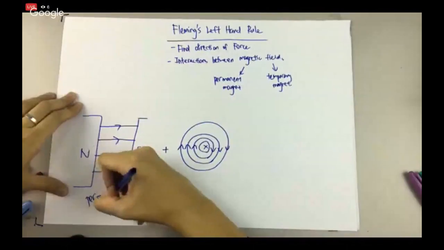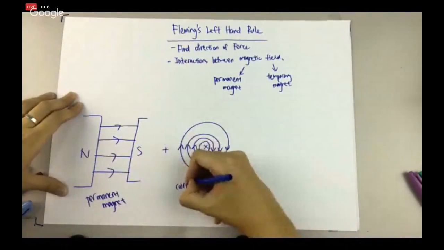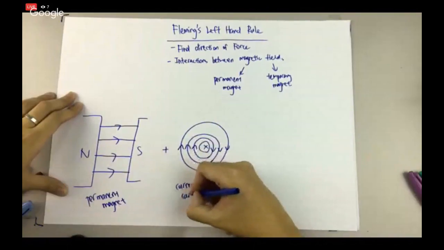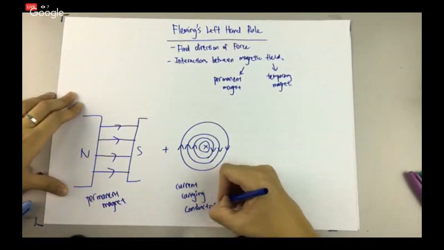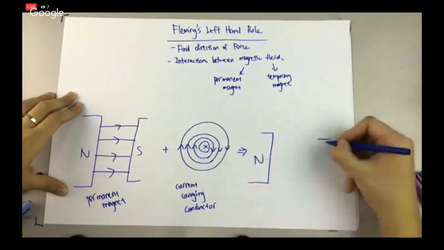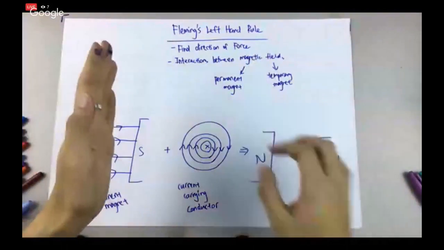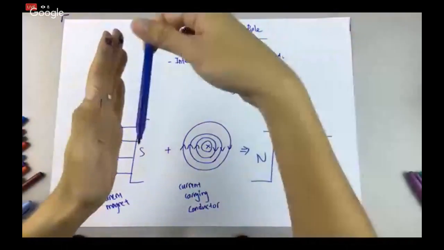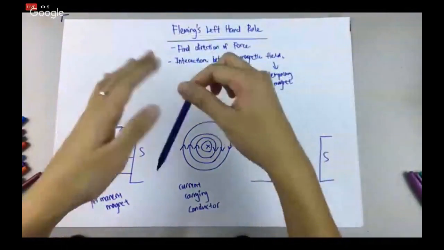It'll be something like this: this is your magnet, north to south, and then you put a wire in the middle. This wire will be moving downwards when you put it in the middle. Why? Because the magnetic field from this current is interacting with the magnetic field of this magnet. They are in perpendicular directions, and when they are perpendicular, the force will be maximum.